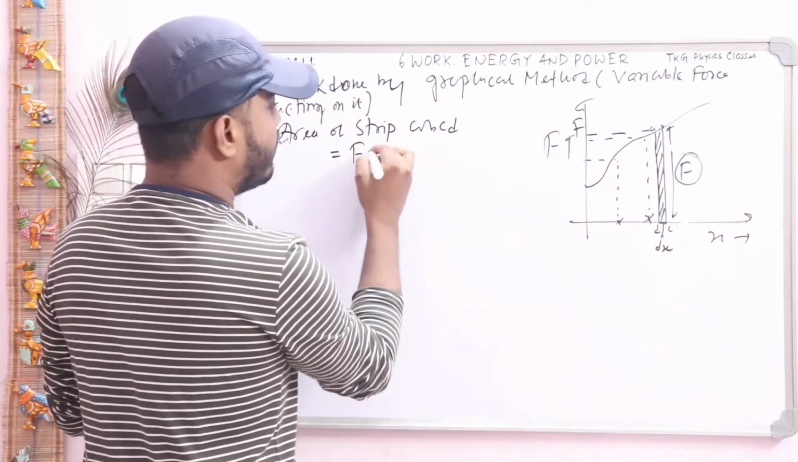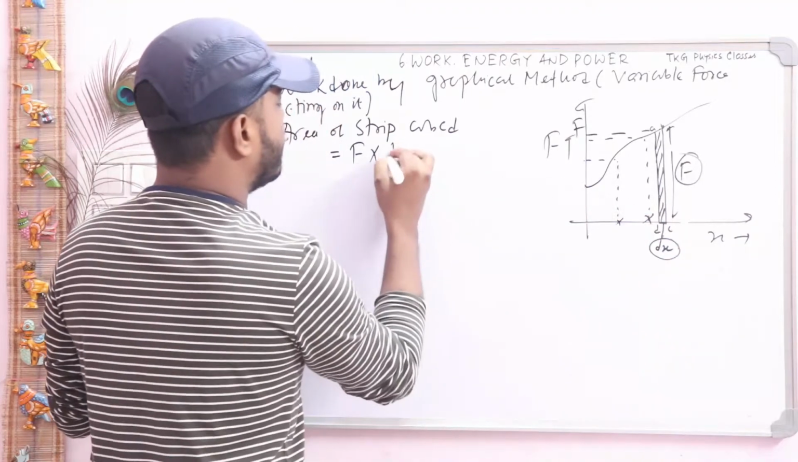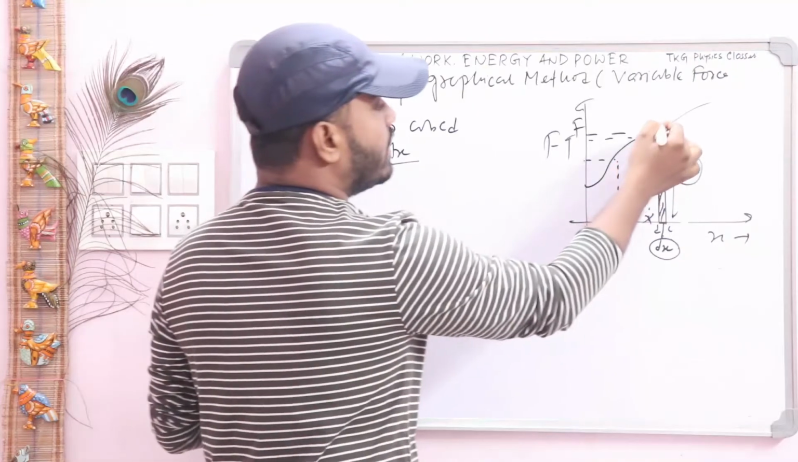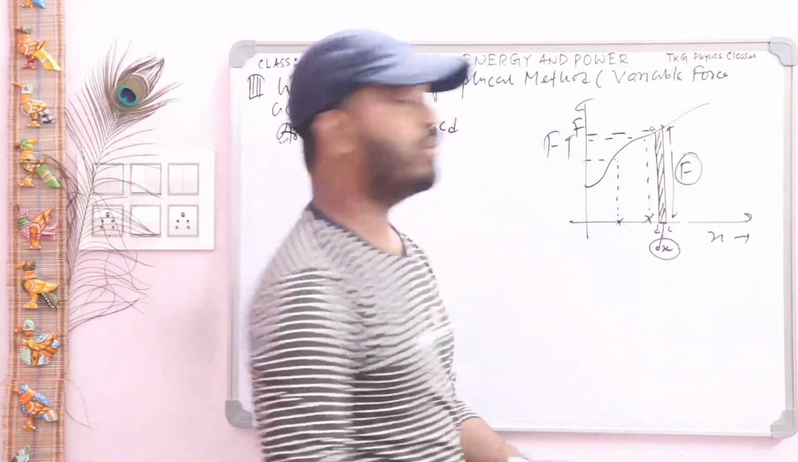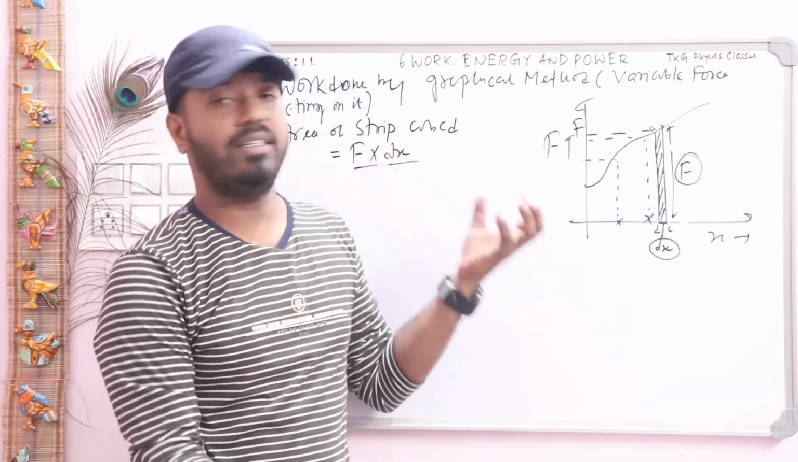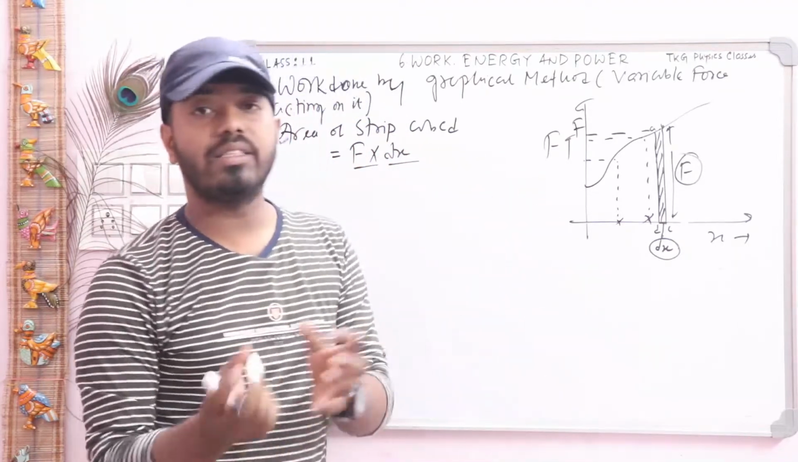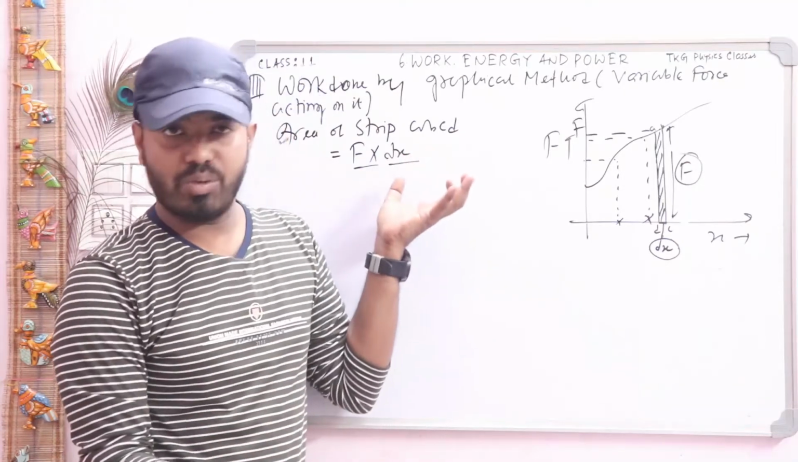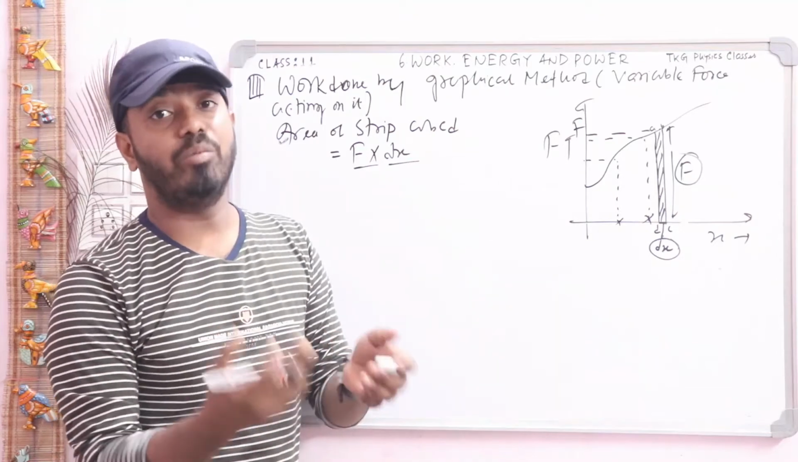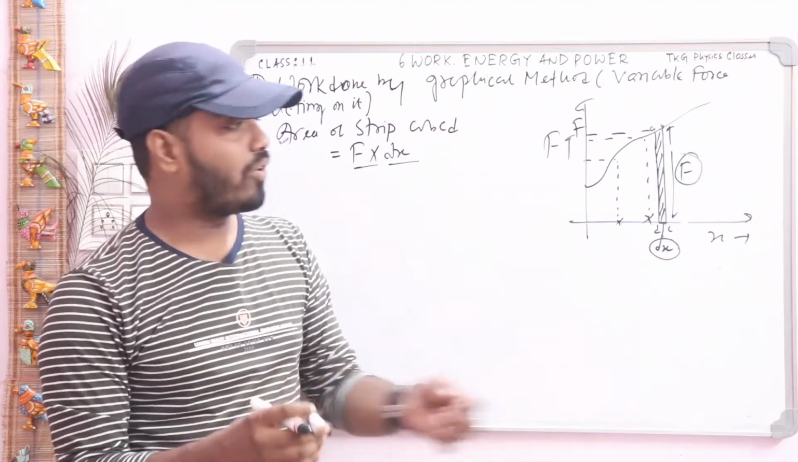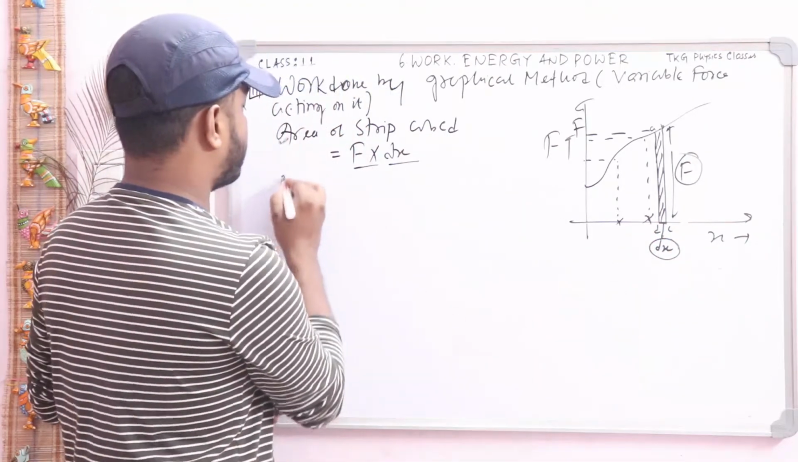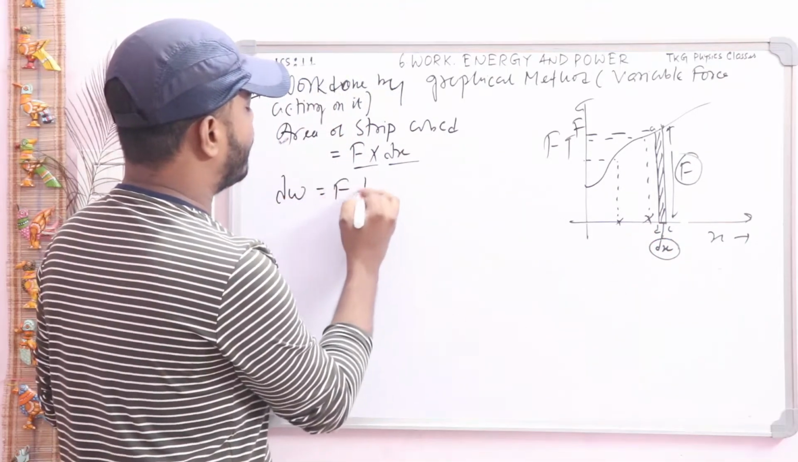So this gives F, and this breadth is dx. So F into dx gives the area of this small strip. Now F into dx, that is force and displacement, is named as work done. Here F into dx is named as dw because this work done is for this small strip. So you write dw is equal to F into dx.